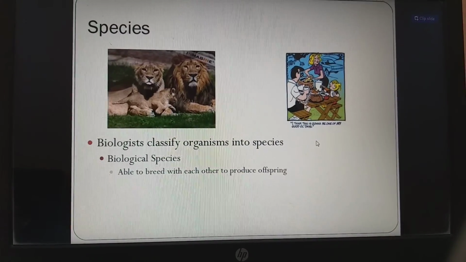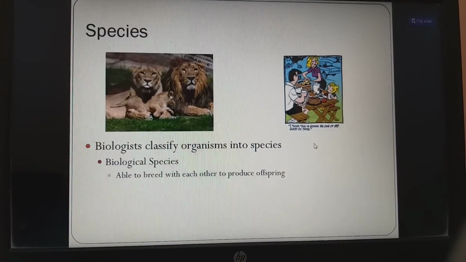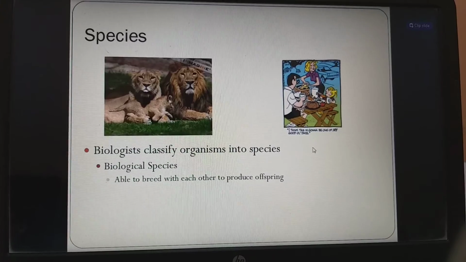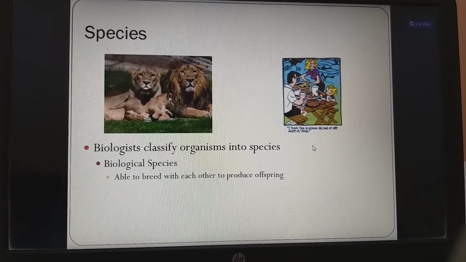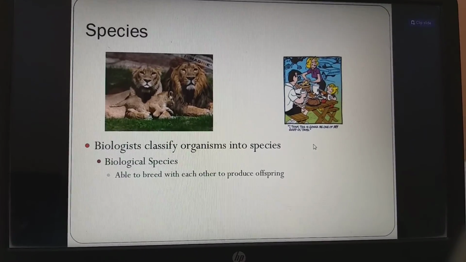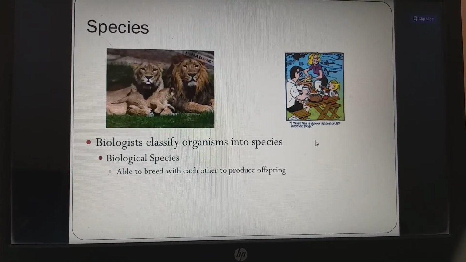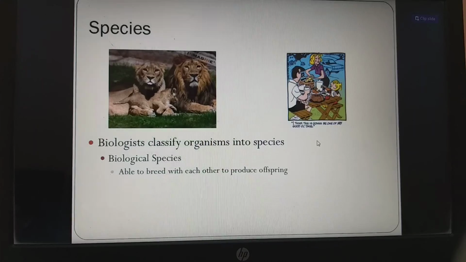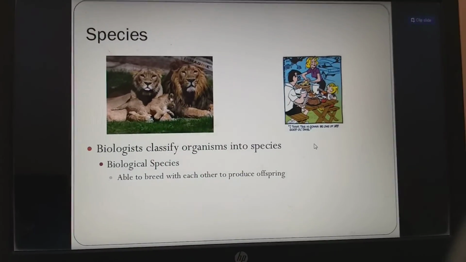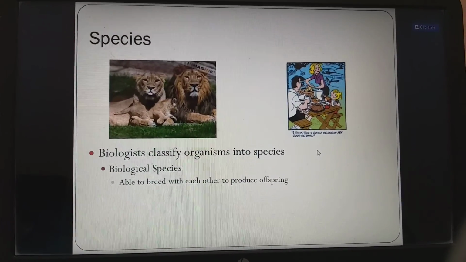Friends, now we are going to see the chapter on biodiversity. Before going into the chapter, we have to know exactly what species are. Biologists classify organisms into species. Biological species are able to breed with each other to produce offspring. Only then do we call them species.